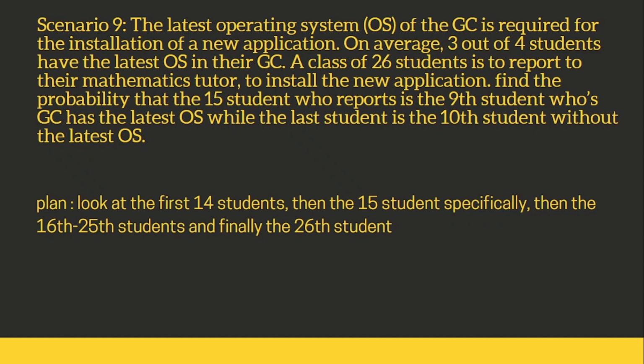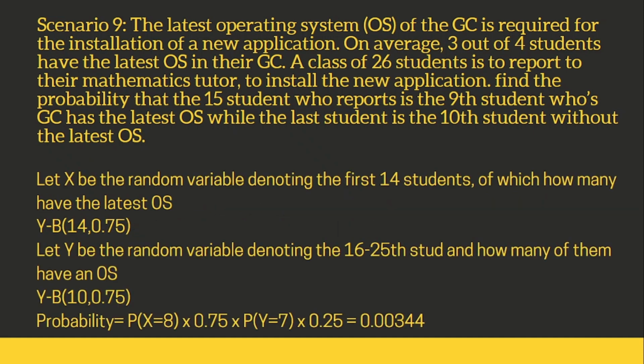So how are we going to look at this question? It has to be done in a very systematic manner. We're going to look at the first 14 students first, then the 15th student specifically, then the 16th to 25th student, and finally the 26th student. So we're going to create 2 random variables.